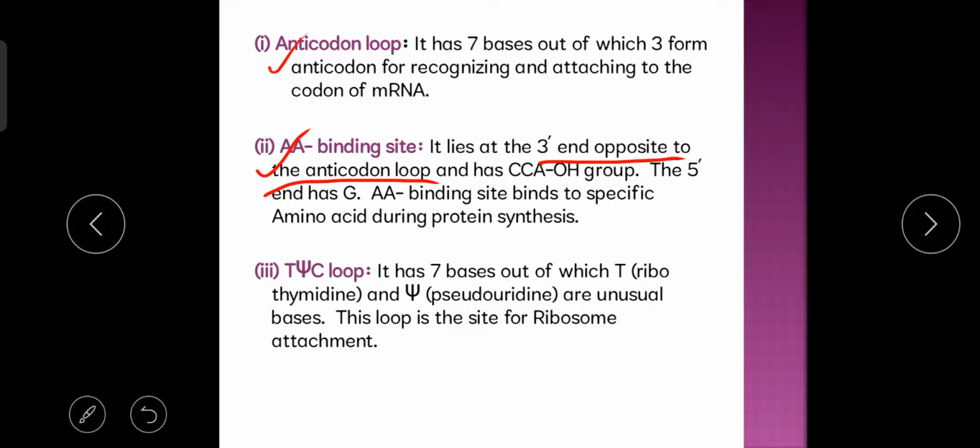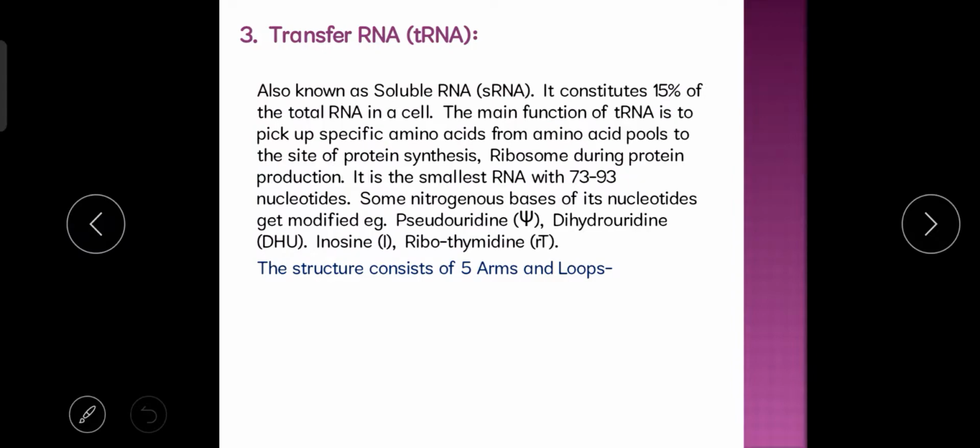Then next one, number 3, the T-psi-C loop. What is T and psi? C is for cytosine. What is T? I have told you already in my previous slide. These are some modified nitrogenous bases in the nucleotide of transfer RNA, where psi means pseudouridine and T stands for ribothymidine.